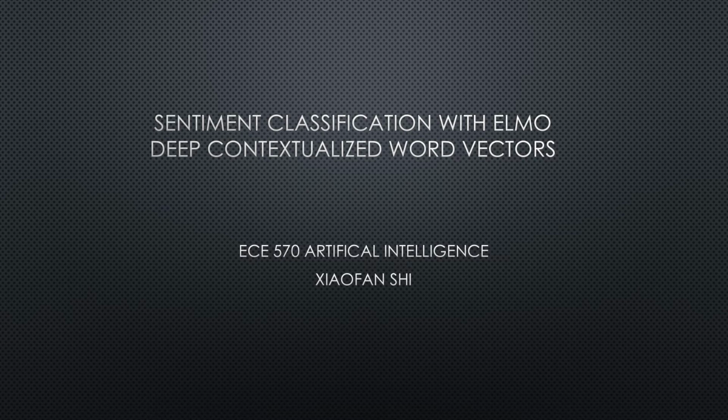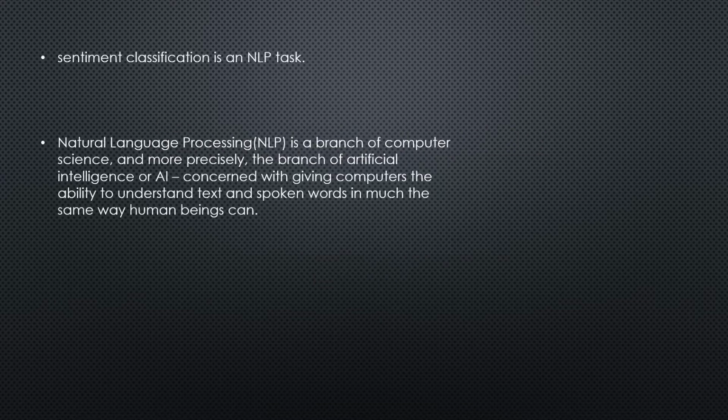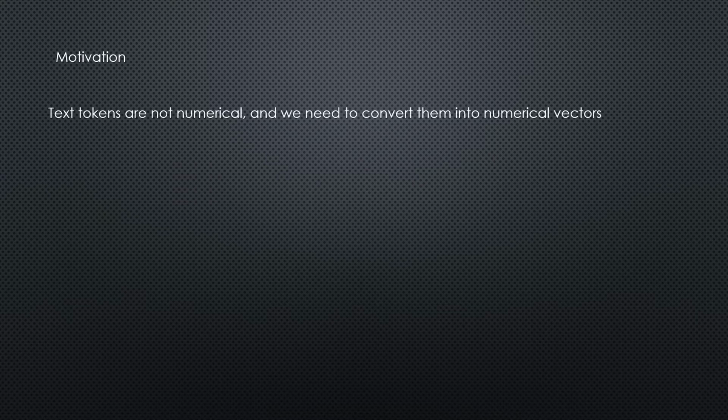Today we're going to talk about the topic semantic classification with ELMO deep contextualized word vectors. Semantic classification is an NLP task. Natural language processing is a branch of computer science and more precisely, the branch of artificial intelligence or AI, concerned with giving computers the ability to understand the text and the spoken words in much the same way human beings can.